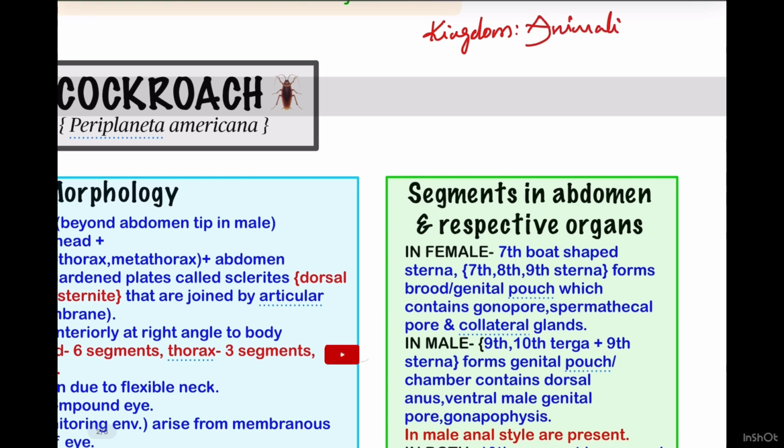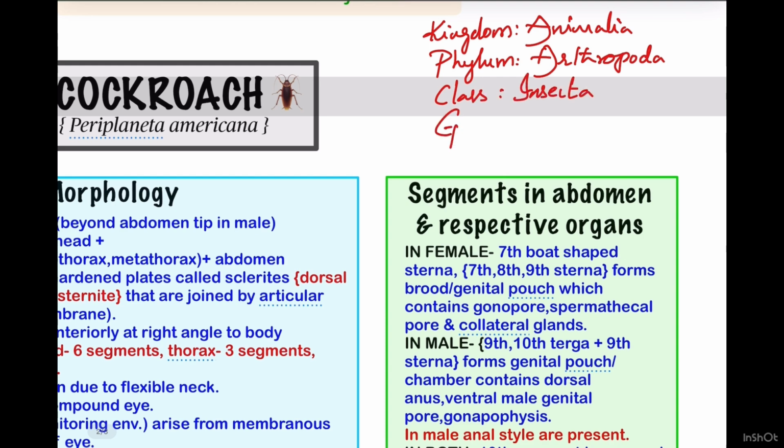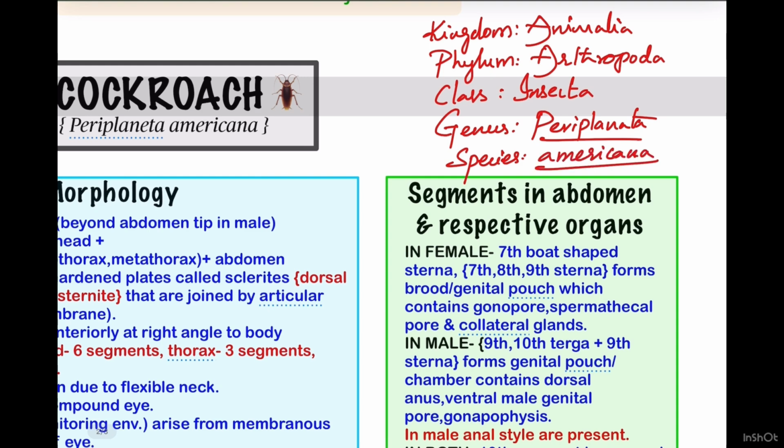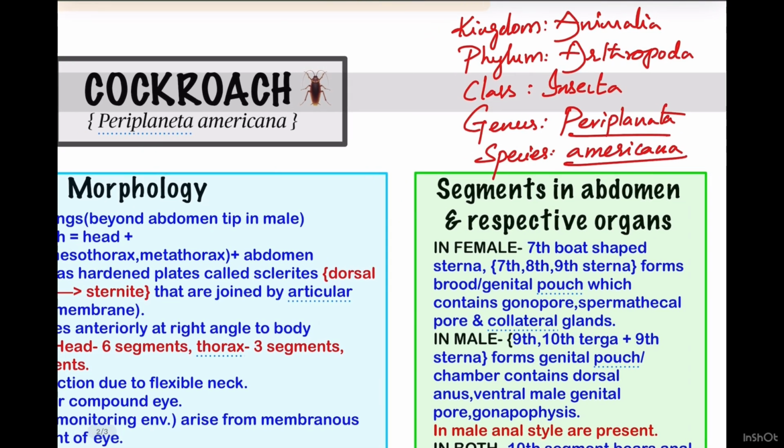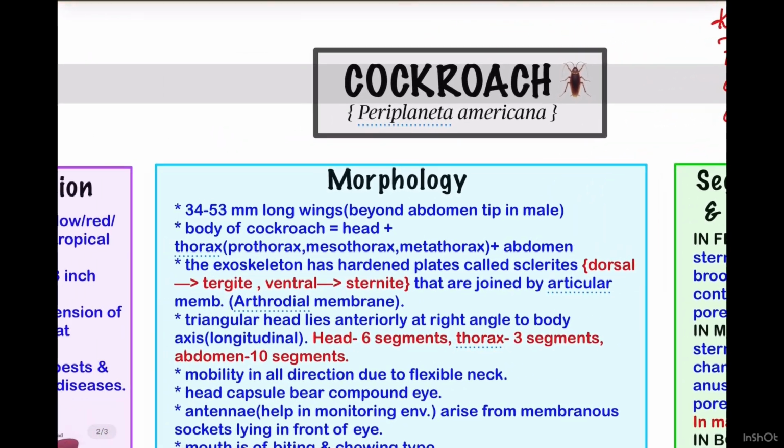kingdom Animalia, phylum Arthropoda, class Insecta, genus Periplaneta, and then species, that is Americana. So it's a classification hierarchy, and now we are going to discuss cockroach.